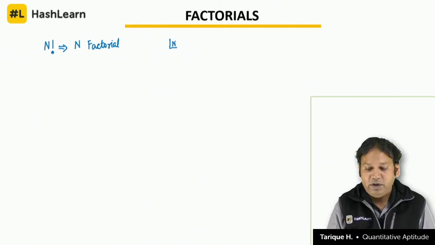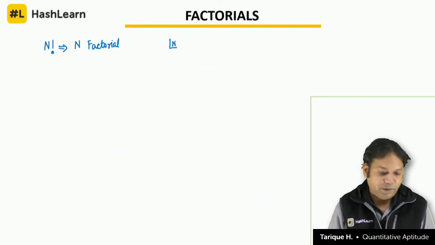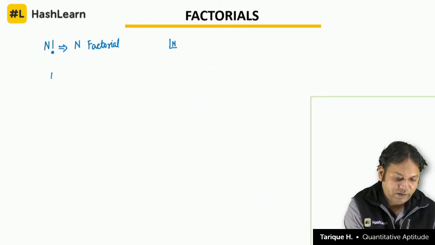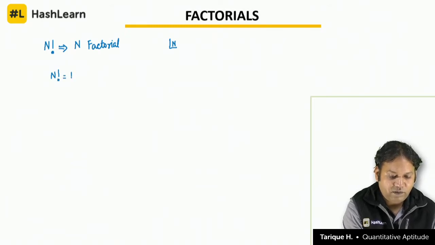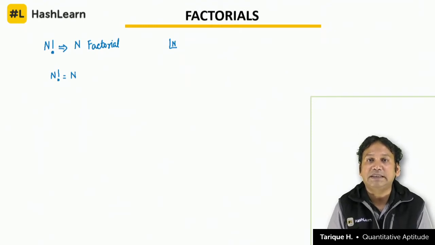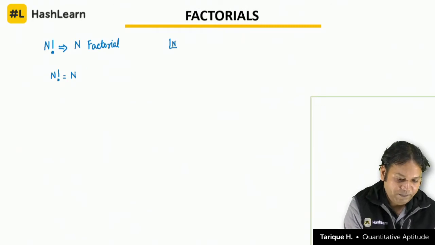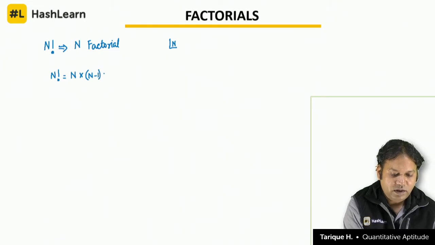Now n factorial is the product of the first n natural numbers. This is how we write n factorial. N factorial is the product of the first n natural numbers. You know what natural numbers are? Positive integers starting from 1, then we have 2, 3, 4 up to infinity. So n factorial is equal to n into n minus 1 into n minus 2 and so on.